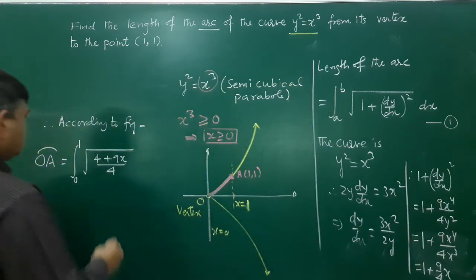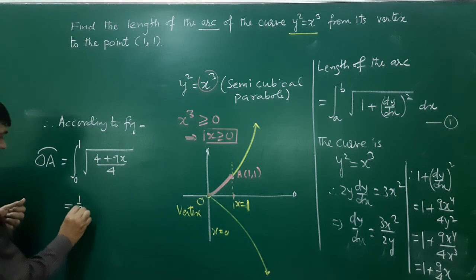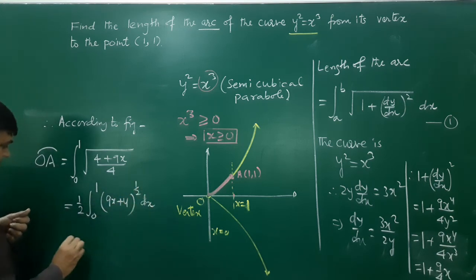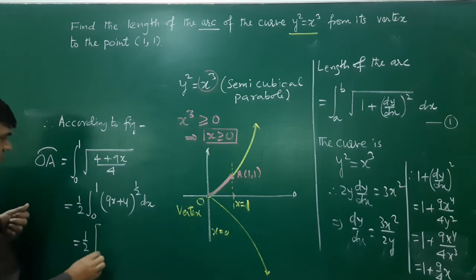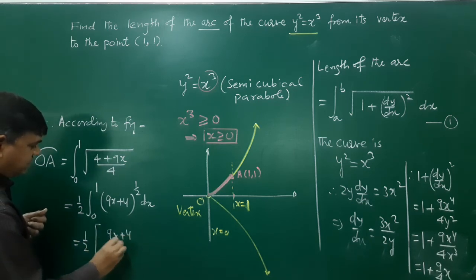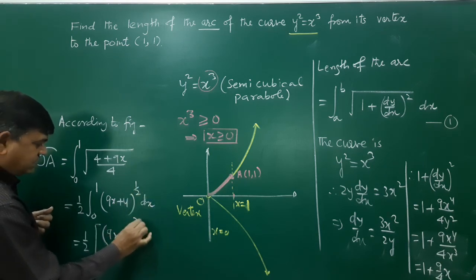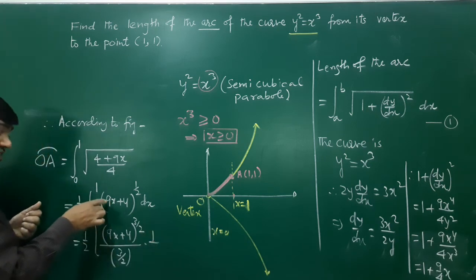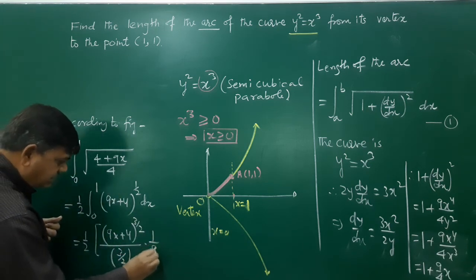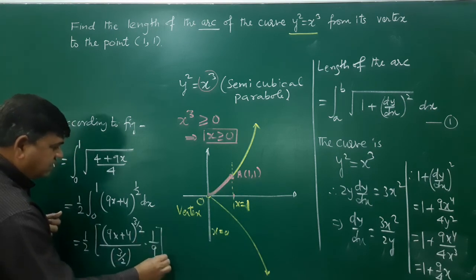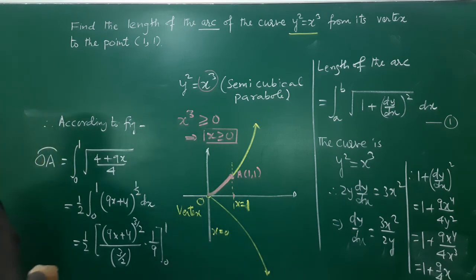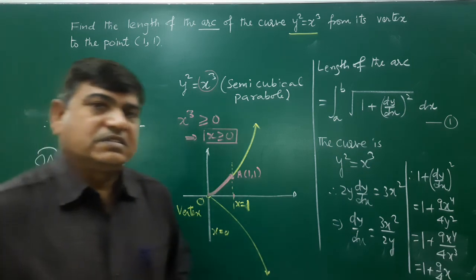Okay, so this is 1 by 2, integral 0 to 1, (9x plus 4) to the power half dx. This is 1 by 2, our integration is (9x plus 4) to the power half plus 1 is 3 by 2, upon 3 by 2 into the coefficient of x. Remember, this is linear. It is 1 upon 9 and the limit is from 0 to 1. Now we can simplify and you can answer this particular question.